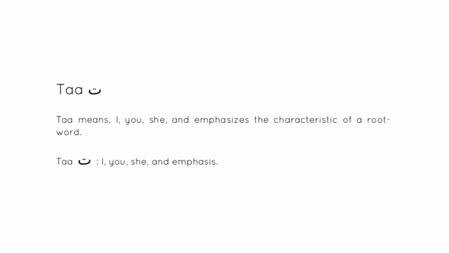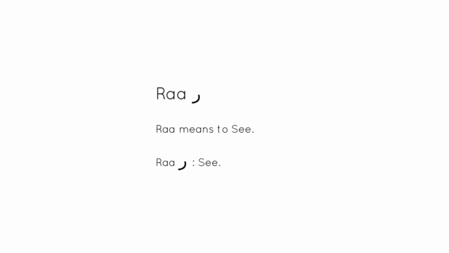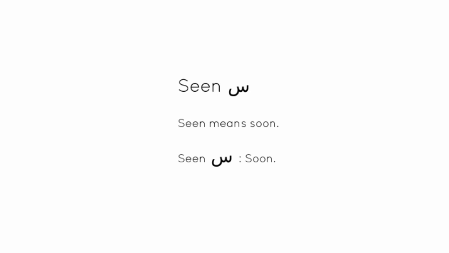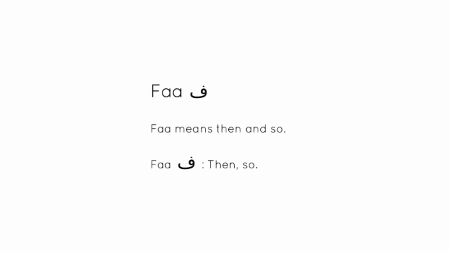Ta. Ta means I, you, she, and emphasizes the characteristic of a root word. In summary, ta, I, you, she, and emphasis. Ra. Ra means to see. In summary, ra, see. Seen. Seen means soon. In summary, seen, soon. Fa. Fa means then and so. In summary, fa, then, so.